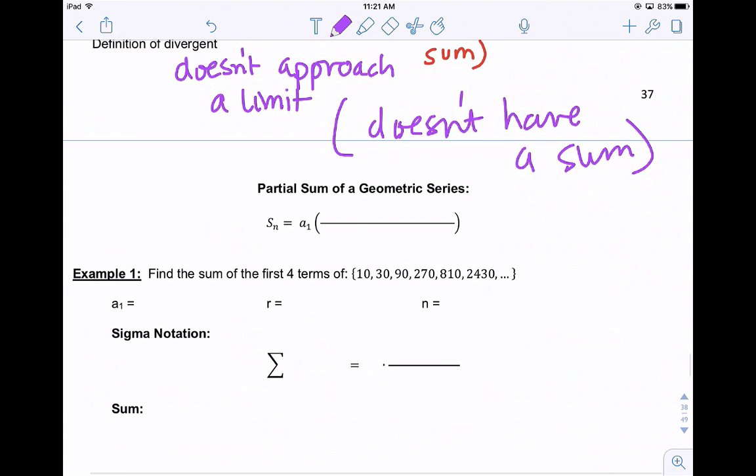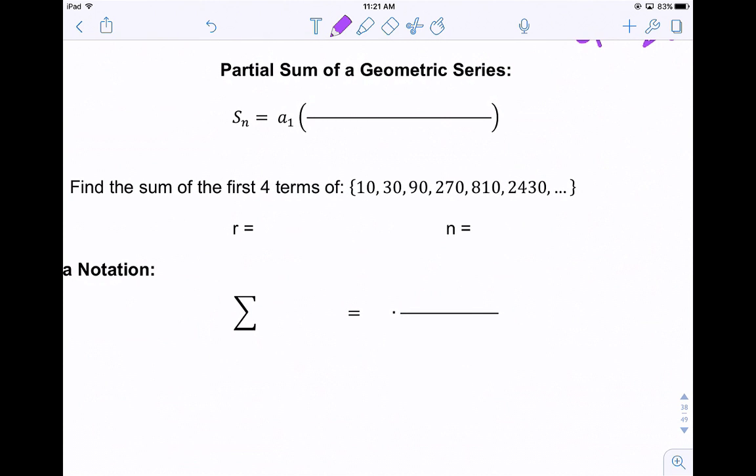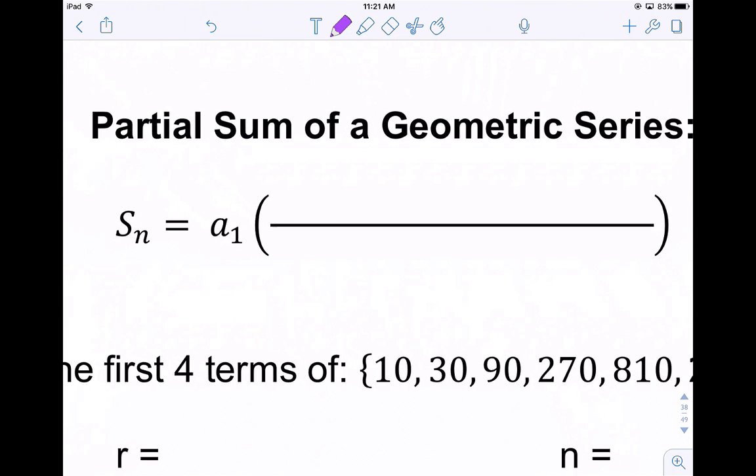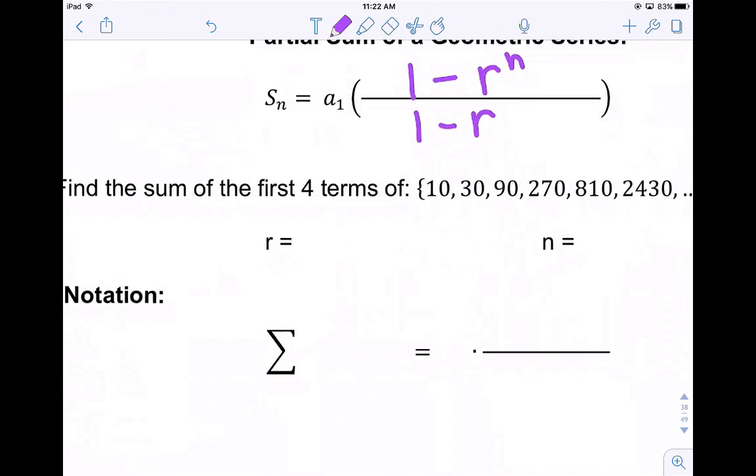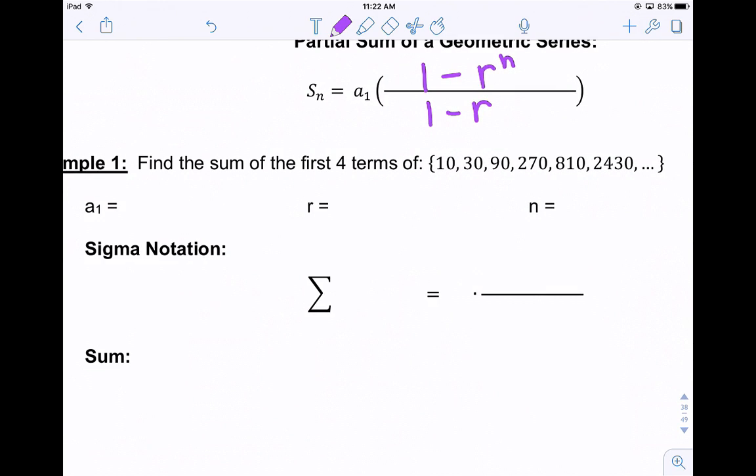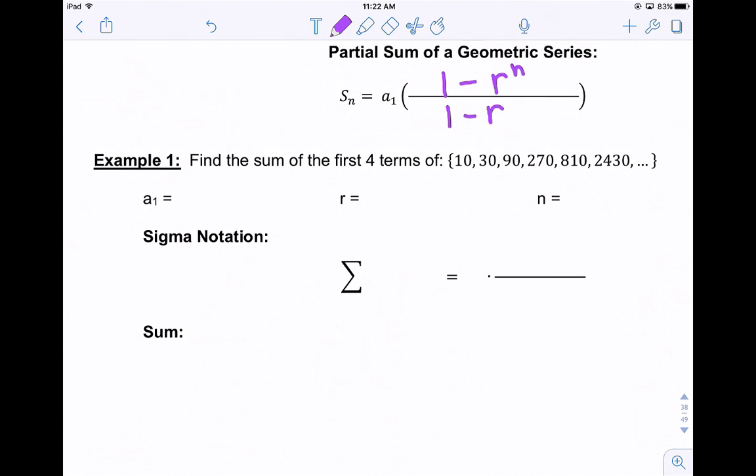Okay. So let's do some problems. This is a partial sum. So if we're not adding up everything, for a partial sum of a geometric series, to find the sum, you take the first term times 1 minus the ratio to the nth power over 1 minus the ratio. So let's do some examples. Find the sum of the first 4 terms of this sequence. The first term is 10. The ratio, if you take any number, divide by the one before, we get a 3. The number of terms, let's make it easy, the first 3 terms.